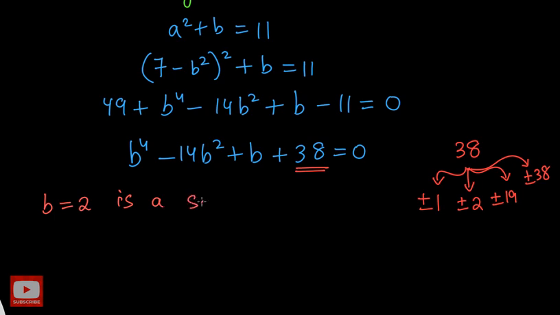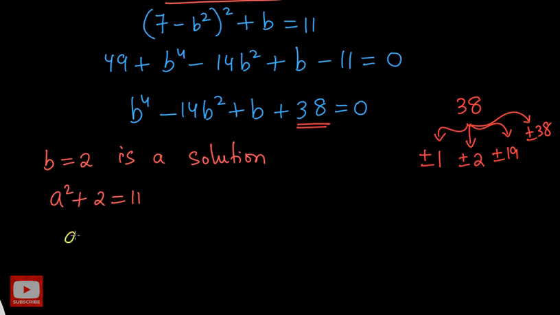b equal to 2 is a solution. It will work. You can check it out, right? You can plug this b equal to 2 into this equation and you will get 0 as the answer. So we have one solution, b equal to 2. So if b is equal to 2, then we can find out a also, right? We can use this equation itself: a square plus b is equal to 11. So a square plus 2 is equal to 11. So from here, a square is equal to 11 minus 2, which is 9, which gives us the solution a as plus or minus 3.